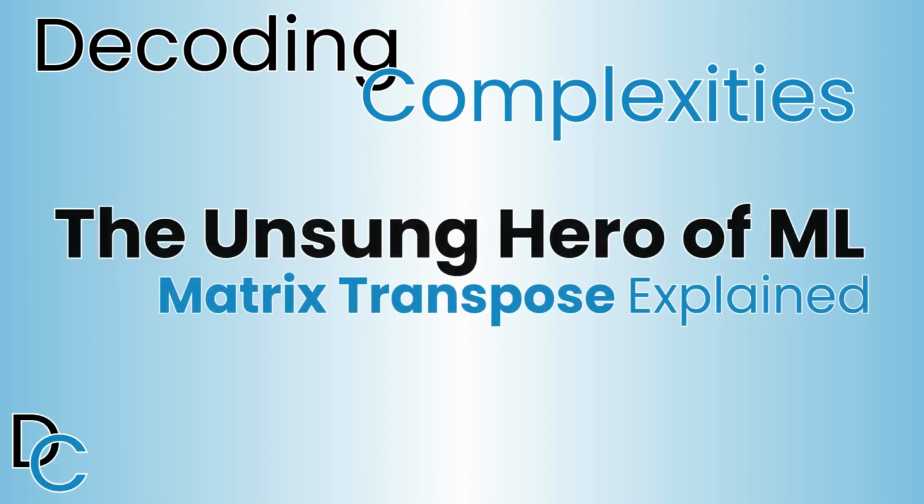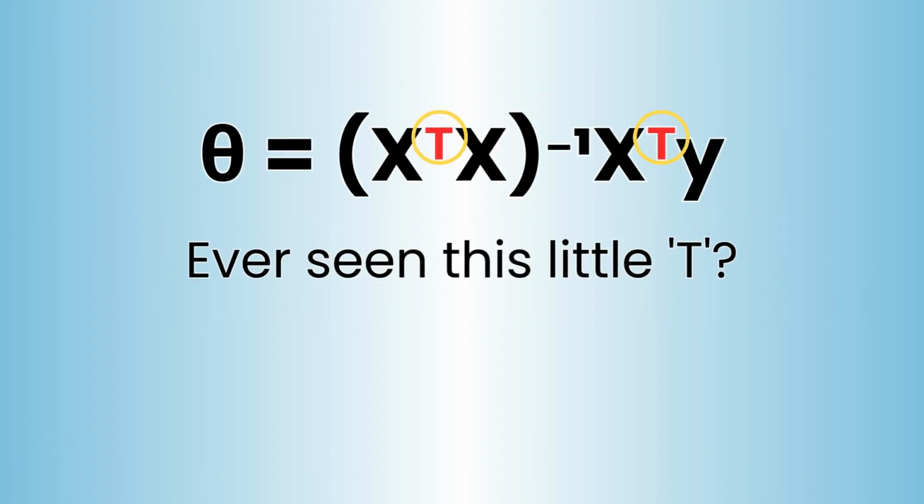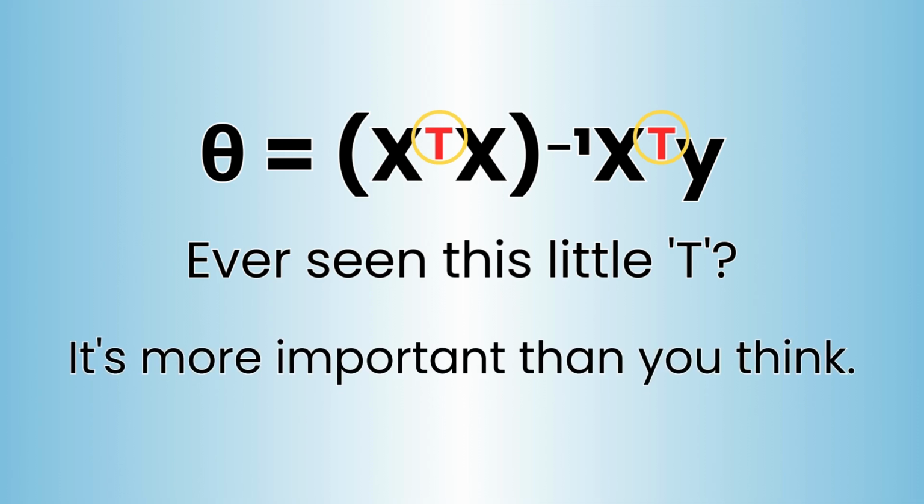You have probably seen this tiny little T next to a matrix in machine learning formulas and just brushed past it. But what if I told you that this simple transpose operation is one of the most important gears in the entire machine learning engine? It's not complex, it's not flashy, but without it, crucial operations like solving for model parameters and even the core of how neural networks learn, they just fall apart.